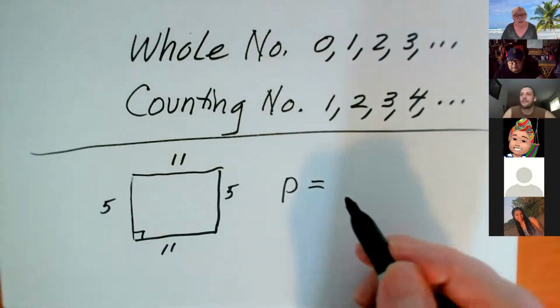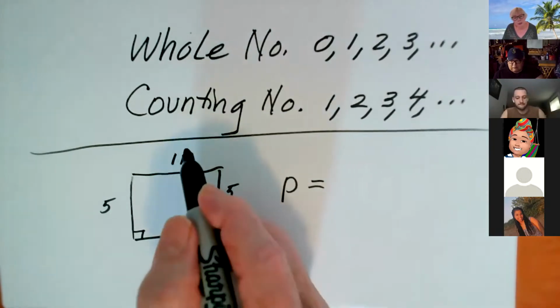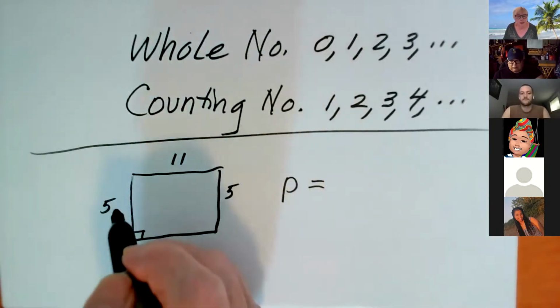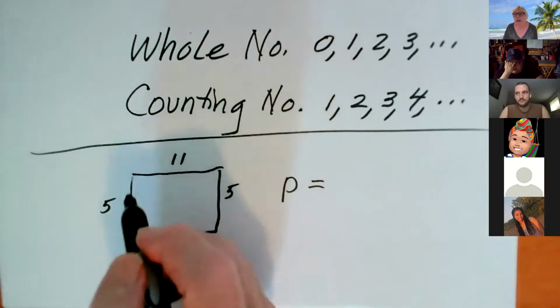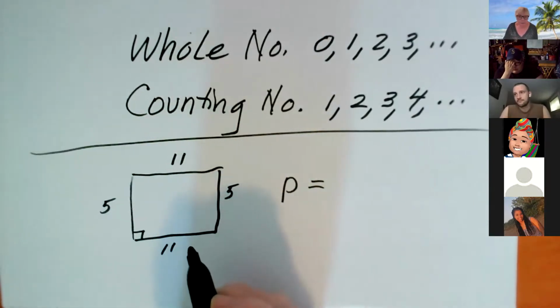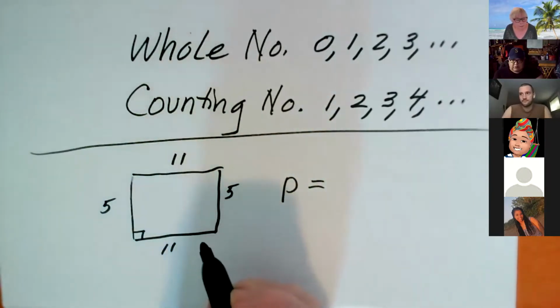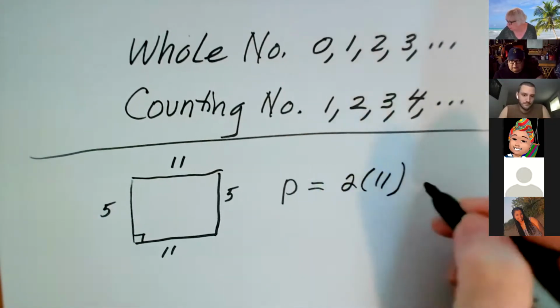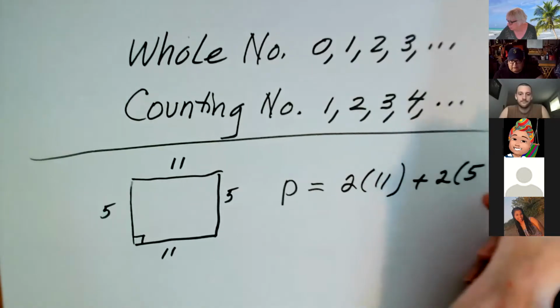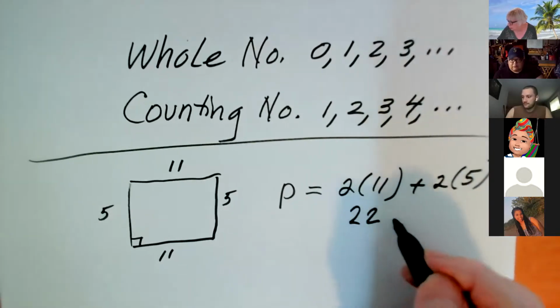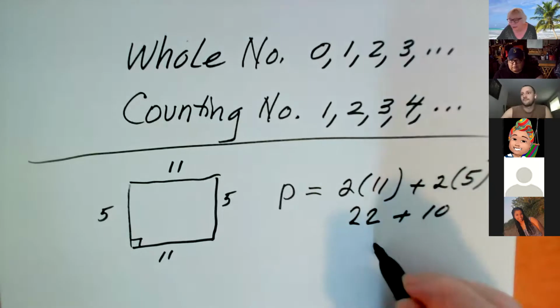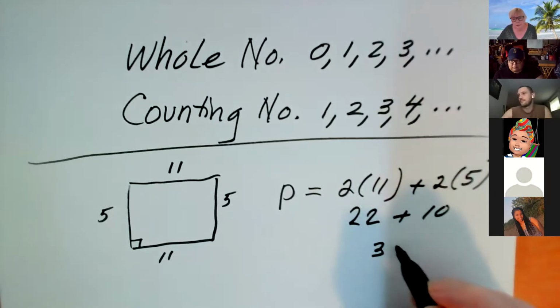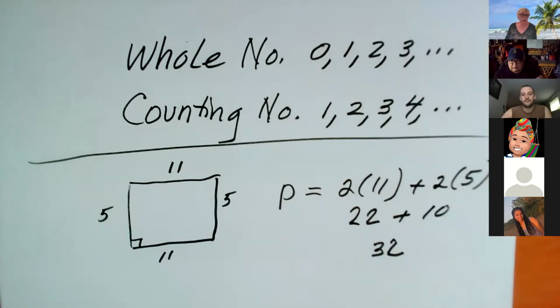So anyway, there's a formula. There's two of these 11s and there's two of these 5s. But the truth of the matter is you could definitely just add them up. So there'd be two 11s and two 5s. That would be 22, that would be 10, that would be 32. Assuming it was inches or whatever, it would still be inches.